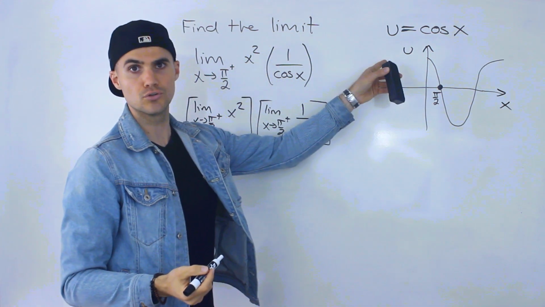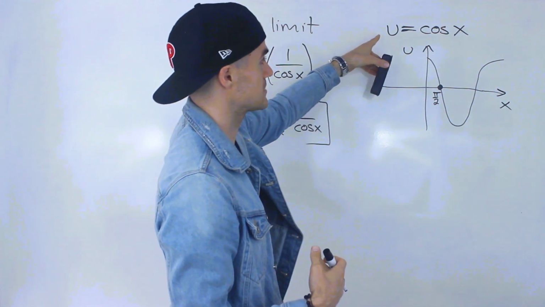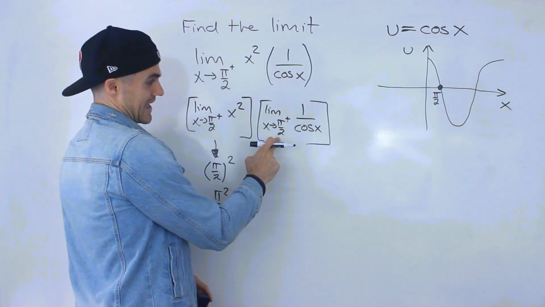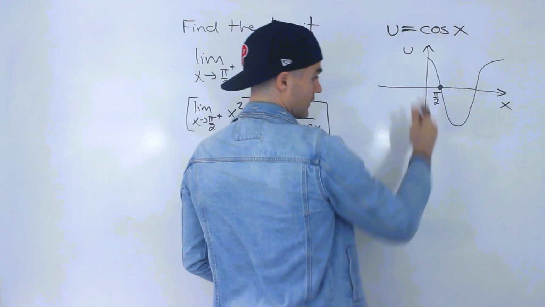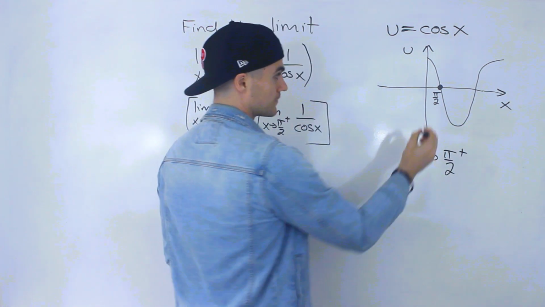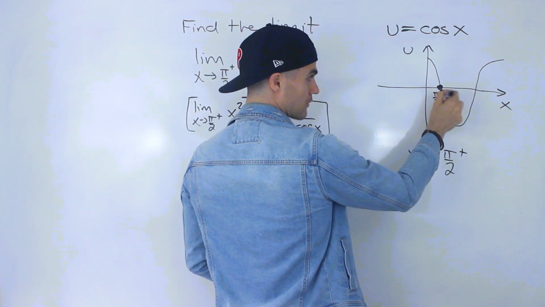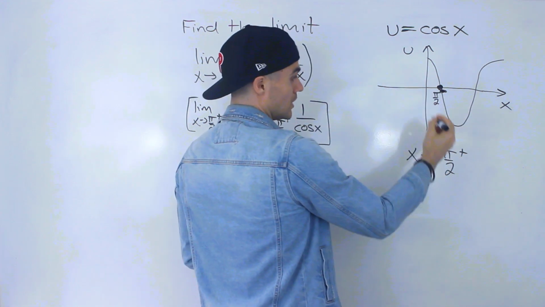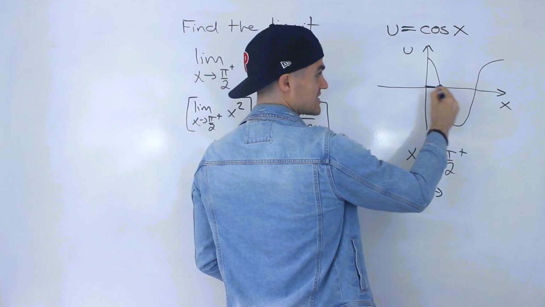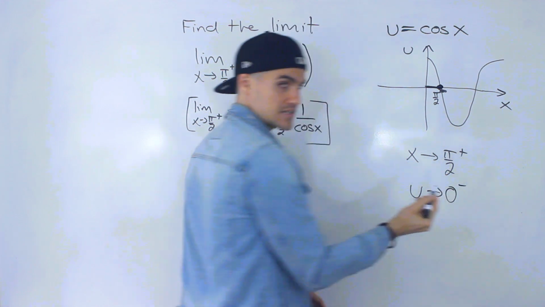Now you don't have to necessarily use u. You could use y, you could use m, you could use anything you want. In this specific case, I'm using u. So what's happening as x approaches pi over 2 for the function cos x? As x approaches pi over 2 from the positive side, meaning we're approaching this x value pi over 2 from the right side, notice that the u value is approaching 0 right here. But it's approaching 0 from the negative side.